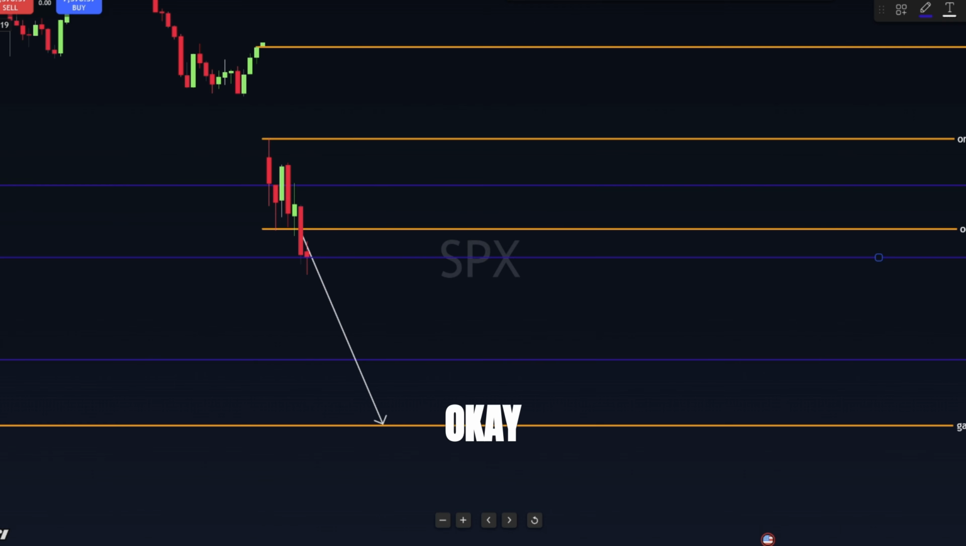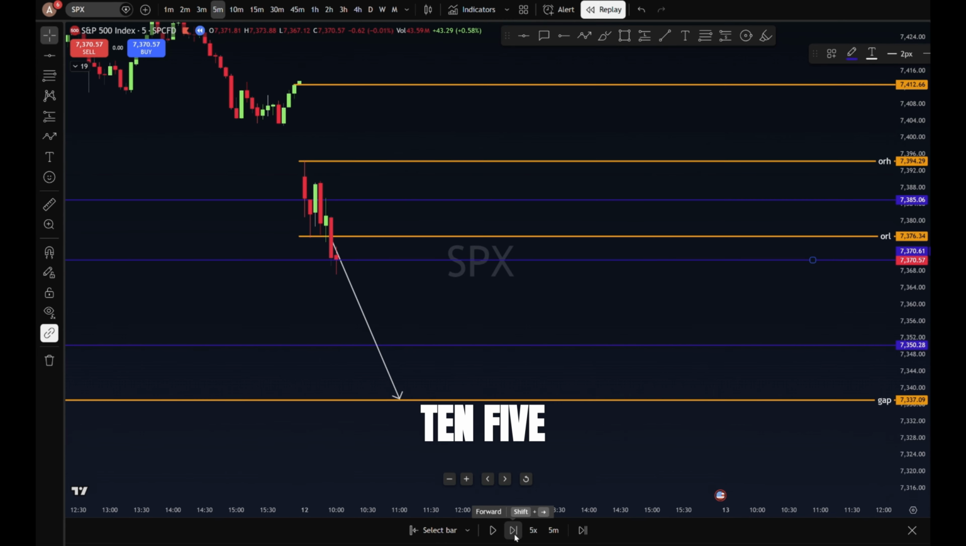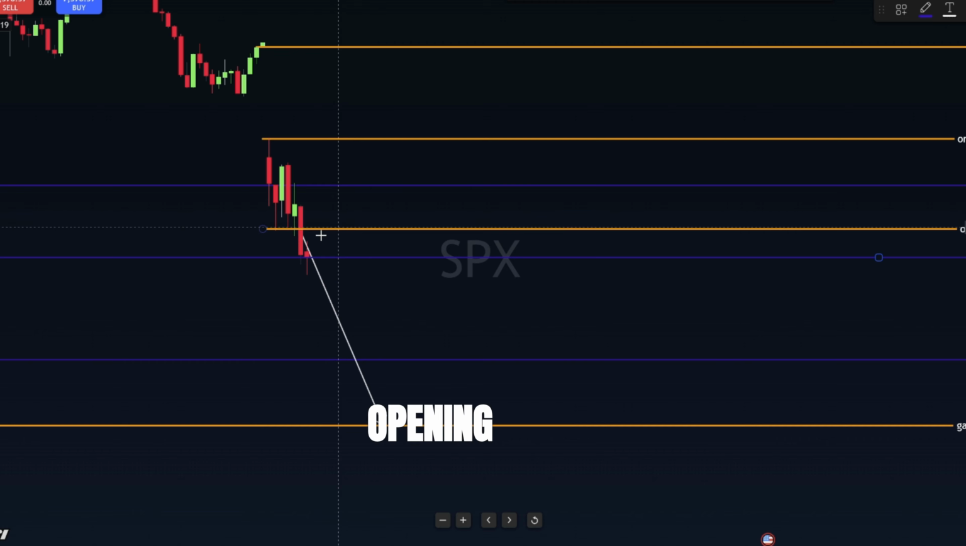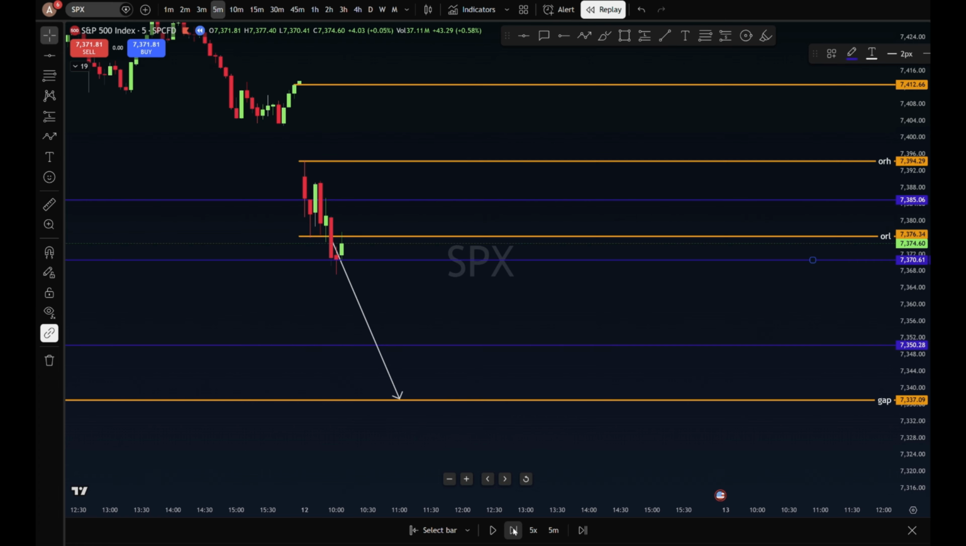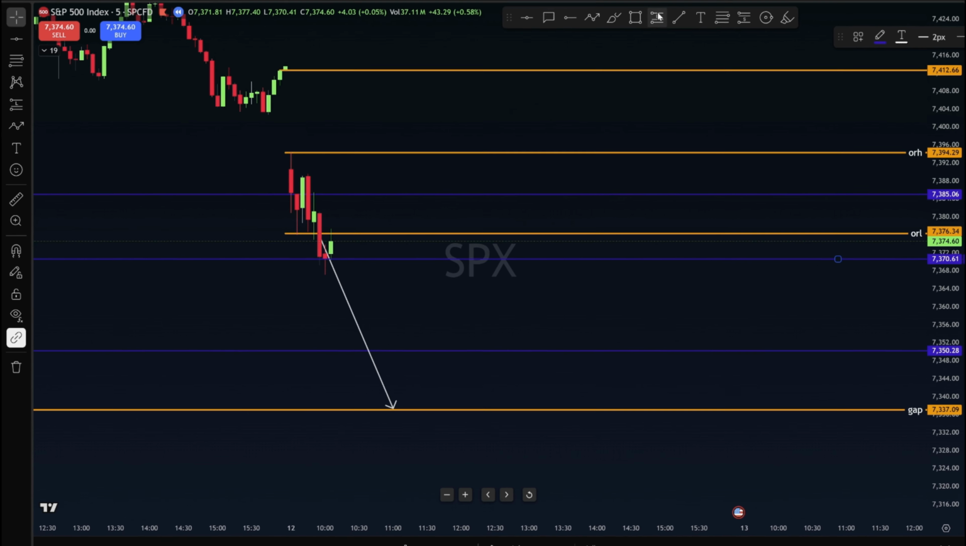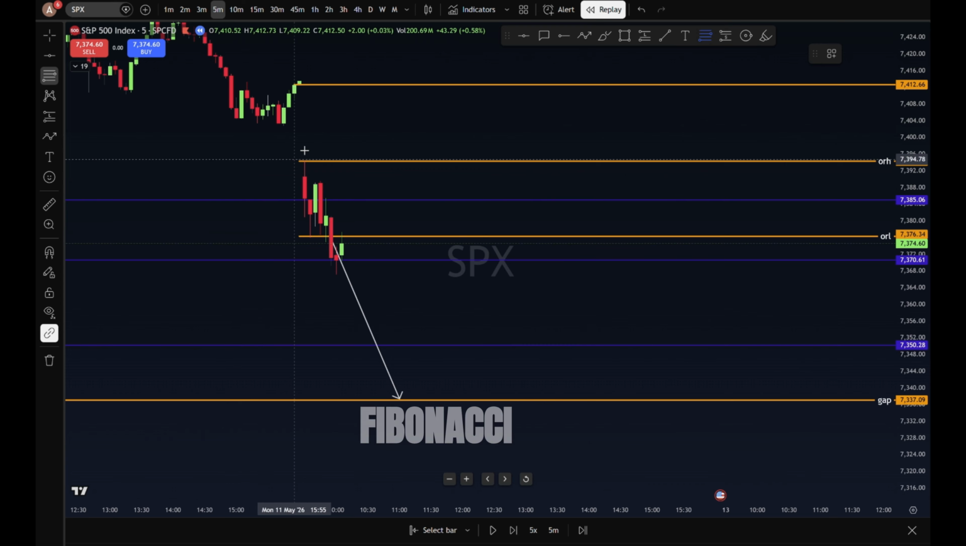Now it's 10.5. What we're gonna do, we're gonna wait for the retest of opening range low. Once it retests, we're gonna short. You see it retests, right? Now there is a perfect setup for Fibonacci.